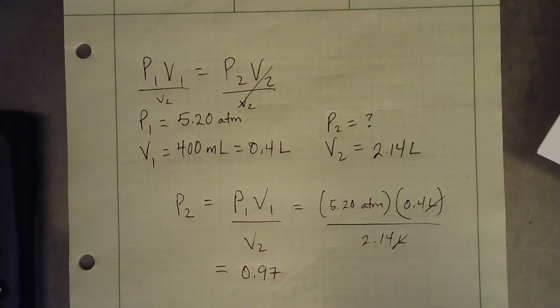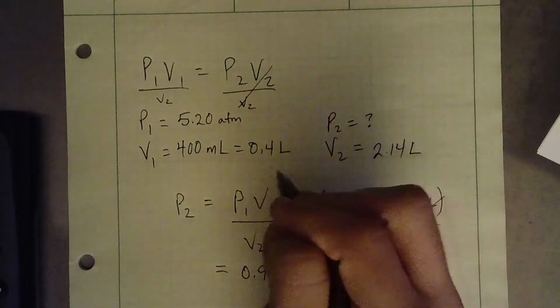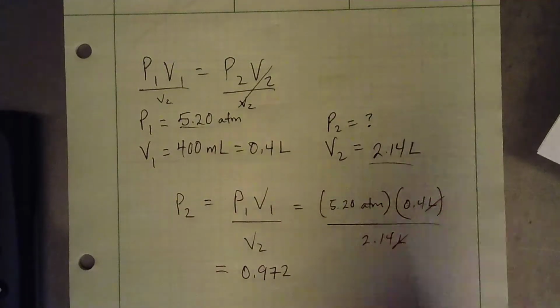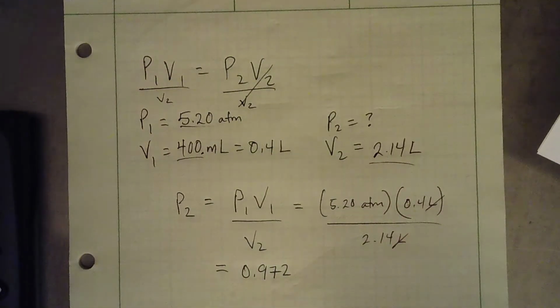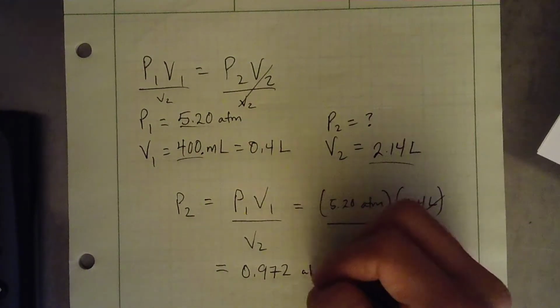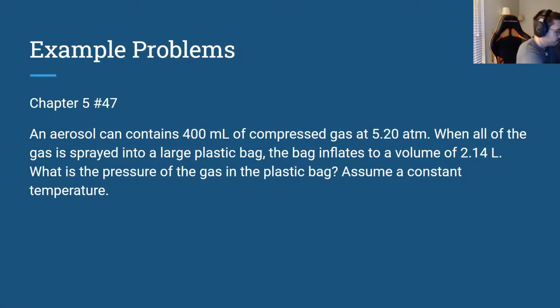Okay. Let me give 3 significant figures here since it looks like our other starting numbers have 3 sig figs. I think that was 400.0 there. I think all these have 3 sig figs. So this is my final answer here. Okay, my pressure has come down. All right. Let's go look at the next problem.